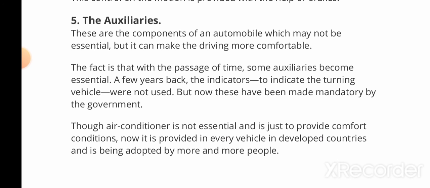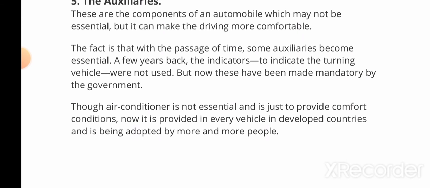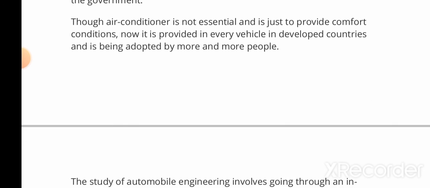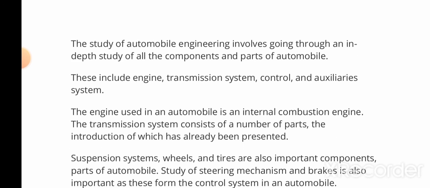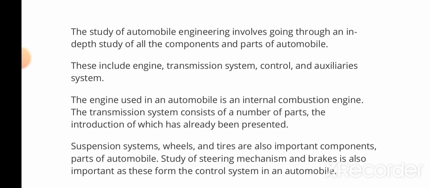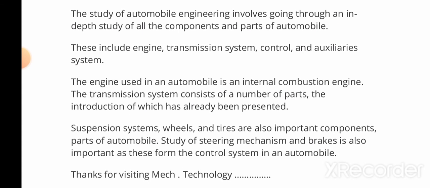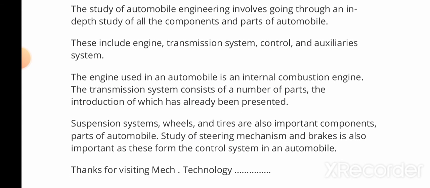A few years back, indicators for turning the vehicle were not used, but now they have been made mandatory by the government. Though air conditioning is not essential and is just to provide comfort, now it is provided in every vehicle in developed countries and is being adopted by more and more people. So the study of automobile engineering involves an in-depth study of the components and parts of the automobile. This includes engine, transmission system, control and auxiliary system.